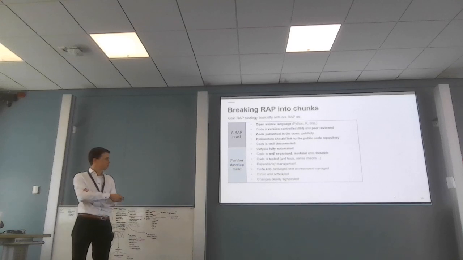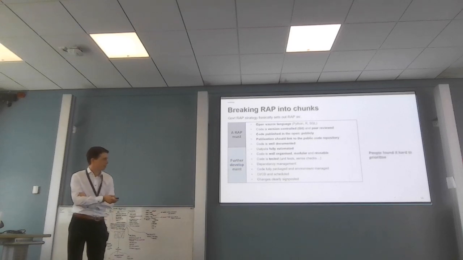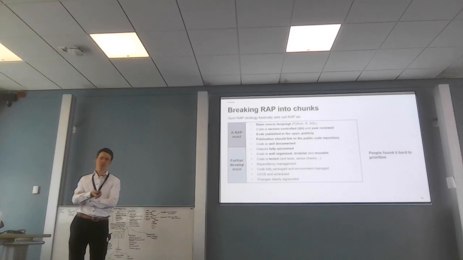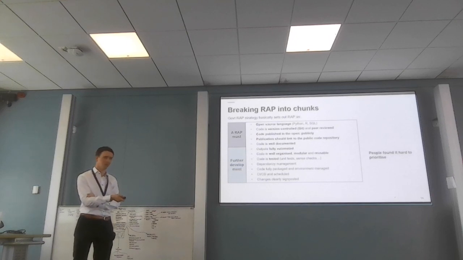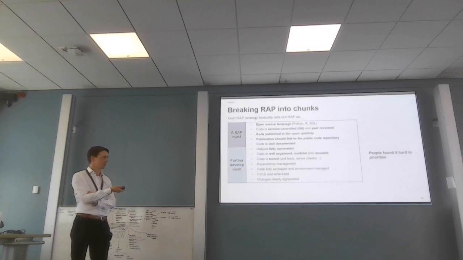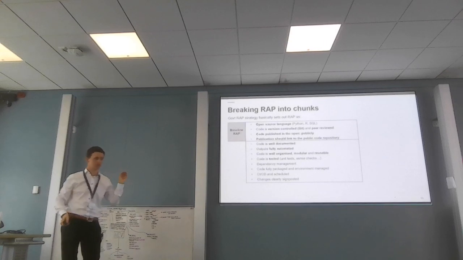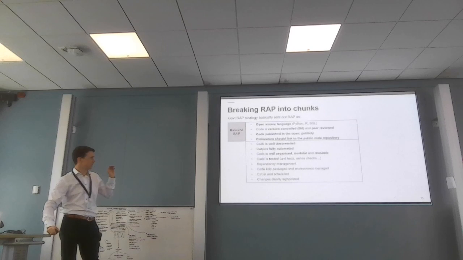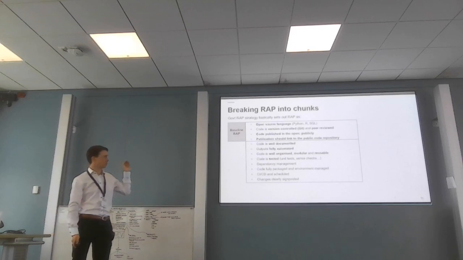And this is fine. However, we actually found that despite how simple this looks, people find it hard to prioritize sometimes. They were asking us, what's the minimum we can do to have achieved something? So we tweaked it slightly to make the minimum even easier. And so the baseline RAP is just using open source, code version control, publishing the code in the open, and the publication should link to the code repository.